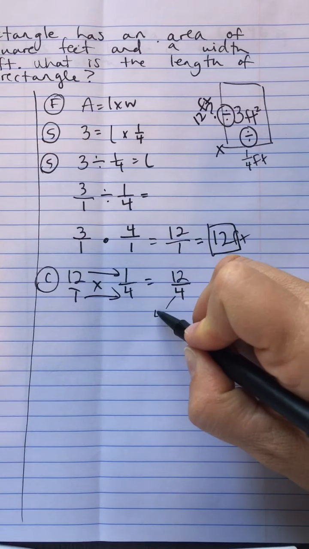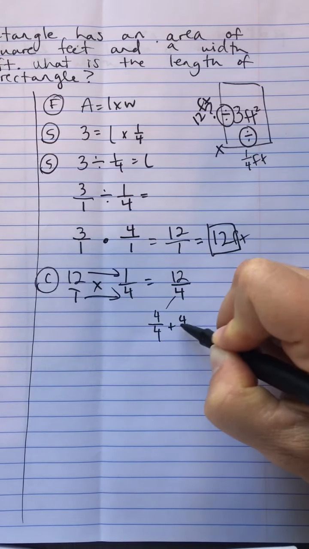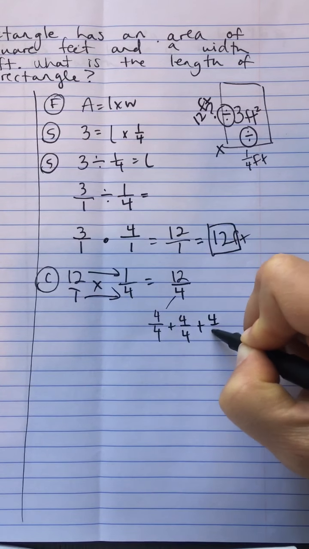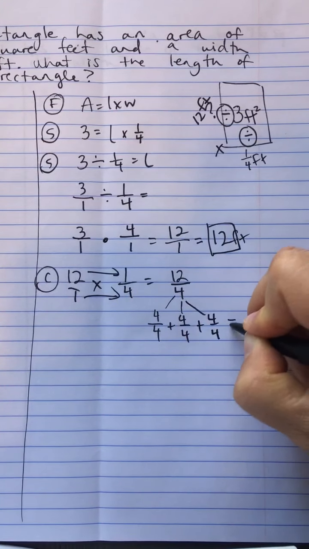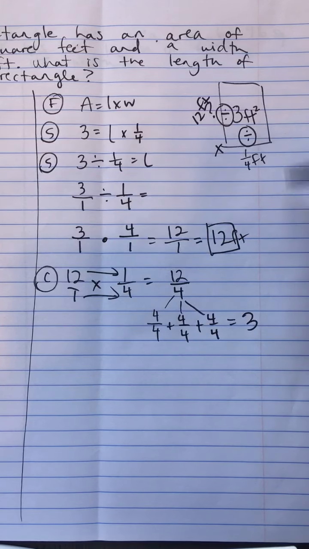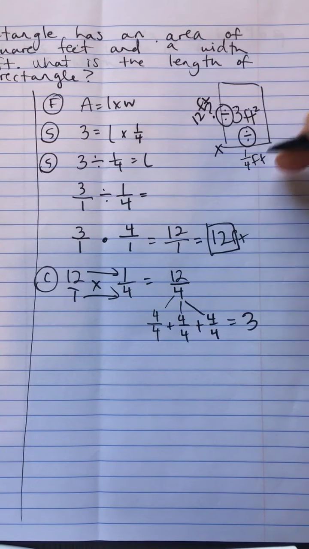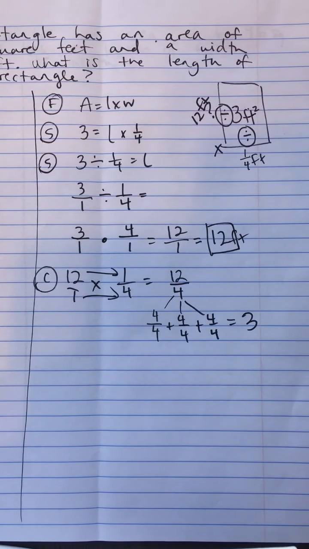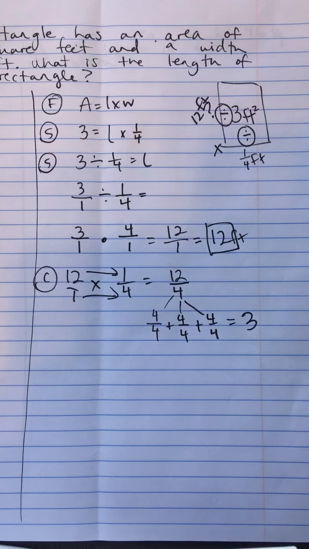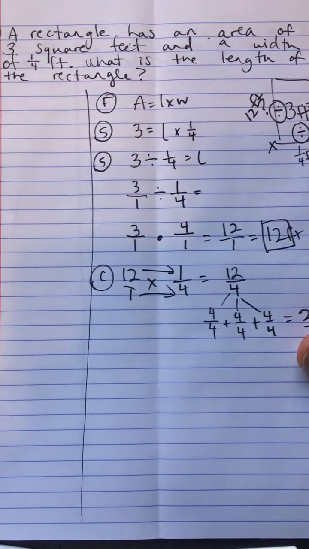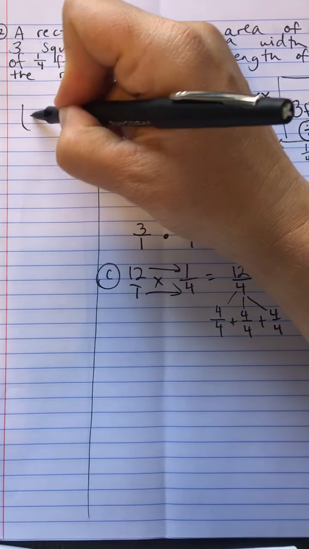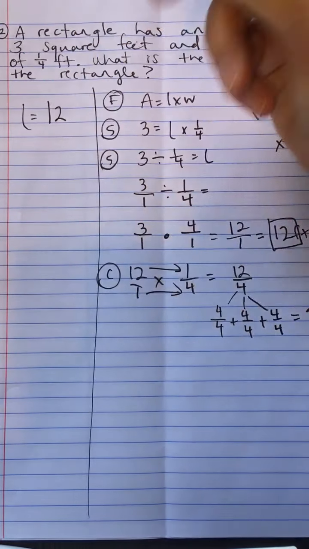Then I can take out wholes, 4/4 plus 4/4 plus 4/4. That is equal to 3 wholes. Hey, we got right back to our area. That's excellent. So when I have area and I have one side, to find the other side, I will actually need to divide. So the length of this rectangle, length equals 12 feet.